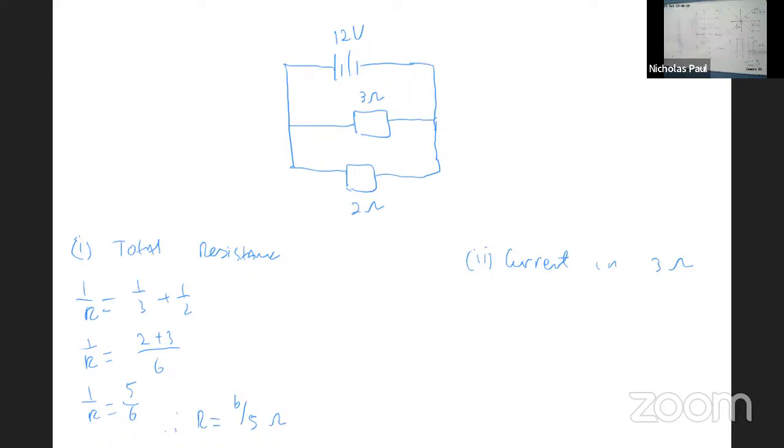Now, current. We know current is voltage over resistance. The resistance here is 3, but what's the voltage across that 3 ohm resistor? 12. Why? Because voltage in parallel is the same. So 12 over 3 gives you 4 amperes. Basic, right? Nice.